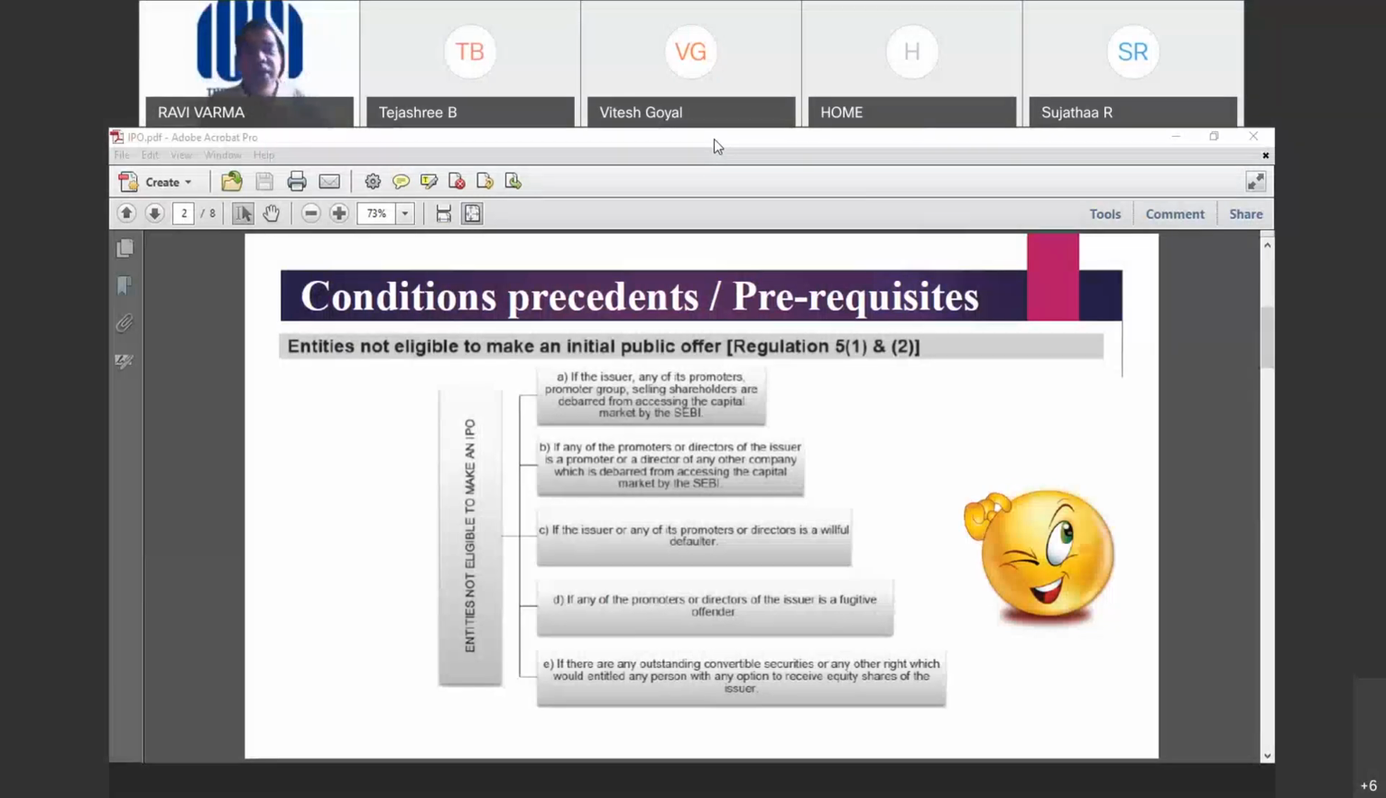So like we were discussing some of the conditions, you have to comply with these normal conditions, and you have to make sure your promoters are not barred, your promoters are not declared as a willful defaulter, your promoters are not fugitive offender. If you satisfy all these conditions, then only you are allowed to come out with the IPO.